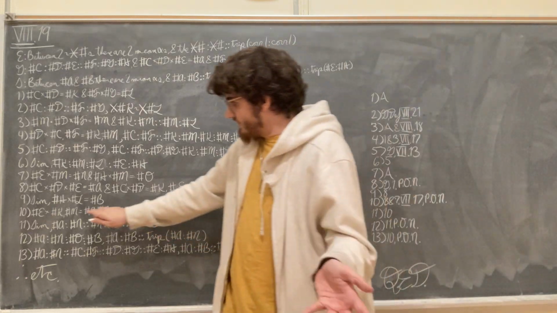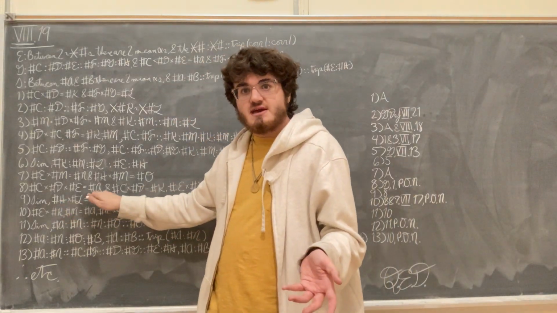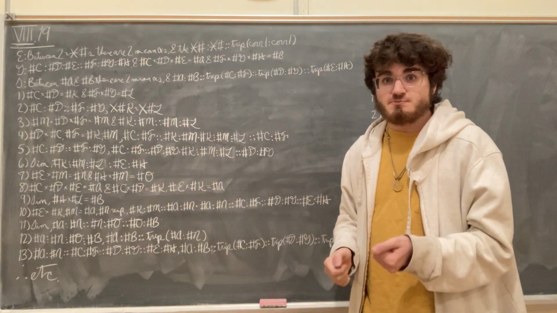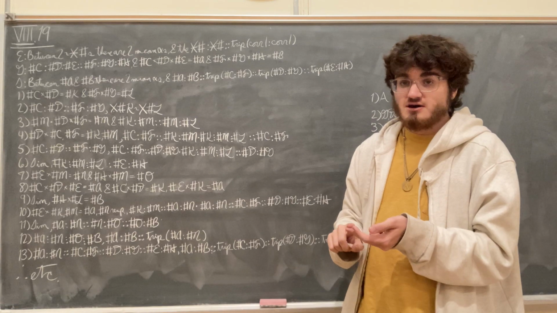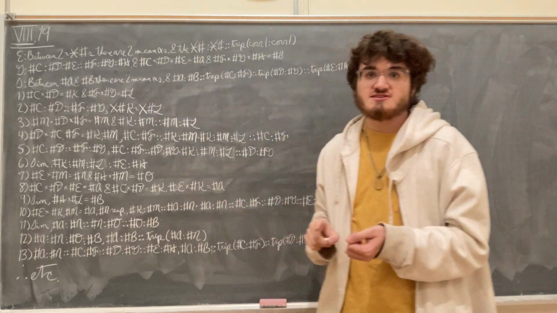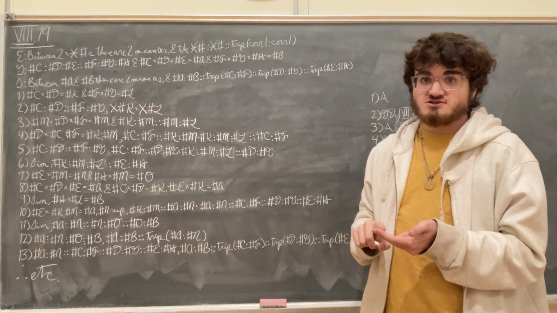And for a similar reason, we know that H times L makes B. Because we know B is the product of F, G, and H, and F times G makes L. We made L in that way in our first step. So H times L also makes B.